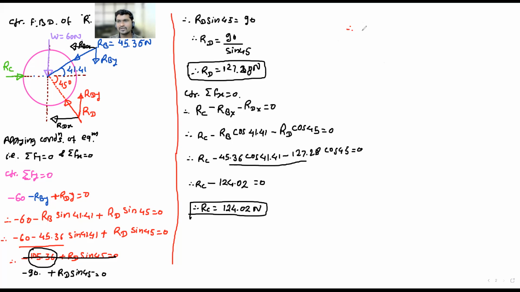Therefore, reactions at contact surfaces. Which ones were there? A, B, C, D, right? Yes, sir. At A there is RA is equals to whatever the magnitude is. At B the reaction RB is equals to whatever it is. At C reaction RC is equals to, and at the last at D reaction RD is equals to.